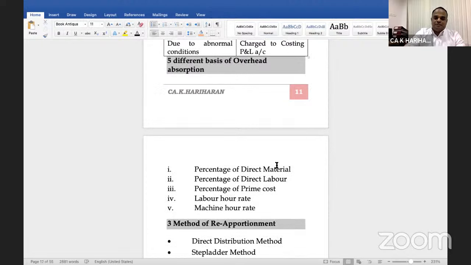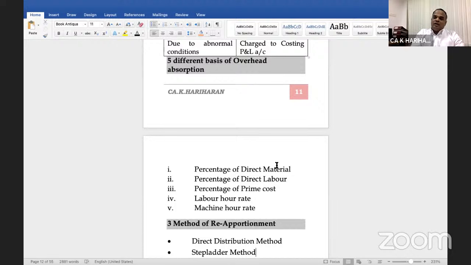What are the bases on which you have to do the absorption? Whenever you come across overhead: collection, classification, allocation, apportionment, and reapportionment. Yes, costing P&L account only. Yes, correct. 5 different bases of apportionment. The last step is called recovery, recovery rate per hour.